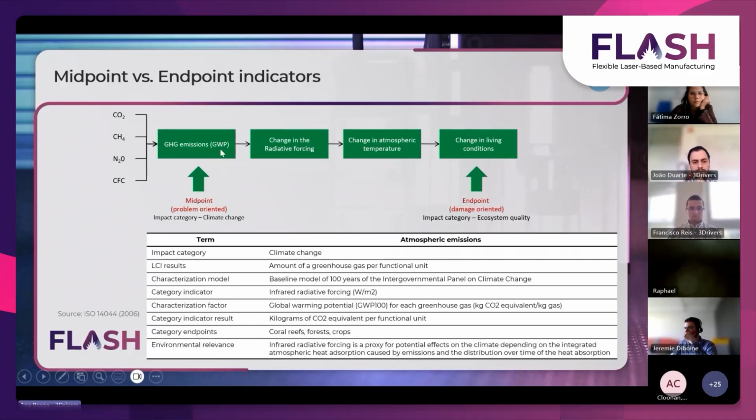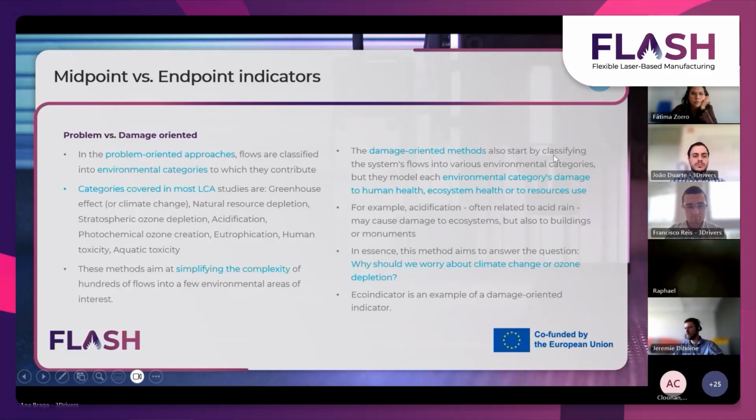And that is basically the logic behind this. So we have global warming potential, and that can change or have a change in the radiative forcing, also in the atmospheric temperature, and the damage will be a change in living conditions, for example. So this is why these two approaches are important, the problem-oriented and damage-oriented approaches.